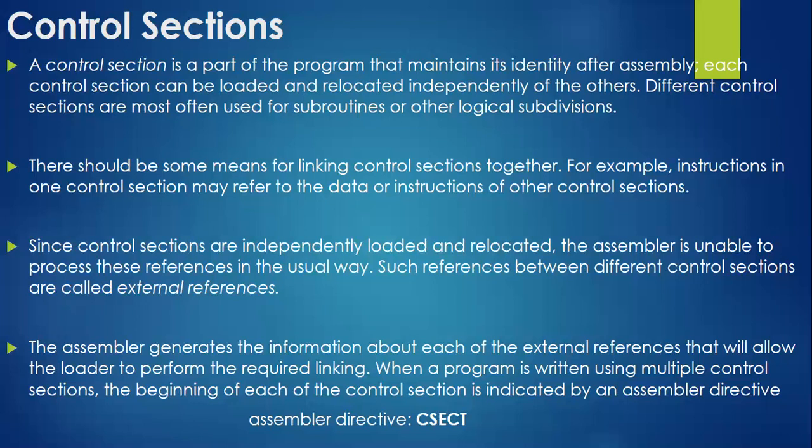There should be some means for linking control sections together. Obviously, since they can be stored in any location of the memory, some mechanism or logic should be available so that we can connect them internally. For example, an instruction in one control section may refer to the data or instruction of another control section. If control section A is stored in location XYZ and another control section B is stored in location SMN, then we need some logical relationship between these two locations or control sections. Because sometimes the operands that control section A uses may be defined inside the control section itself, or some may be defined in another control section, for example B. So we need to have a connection between these two control sections.